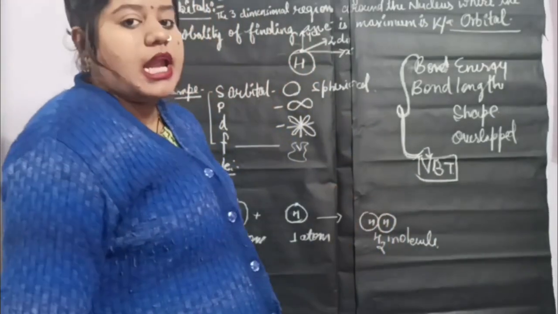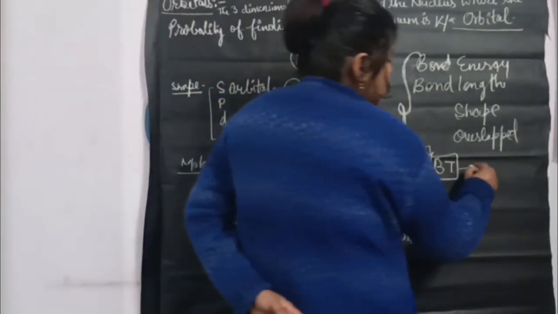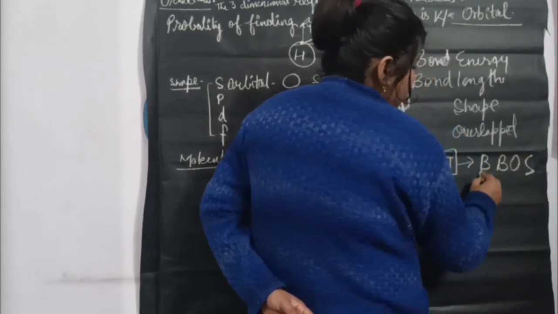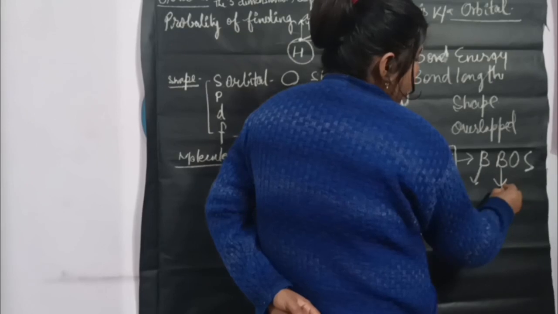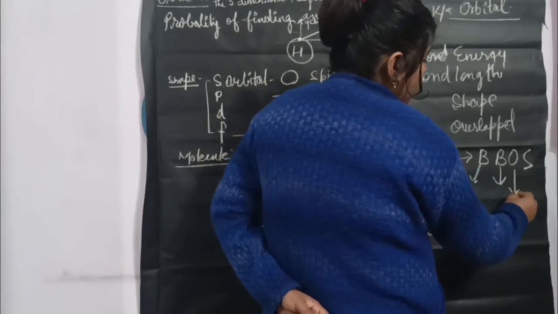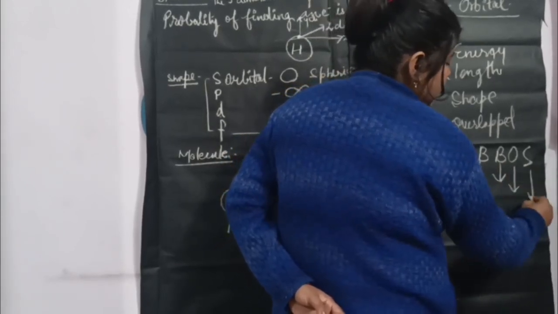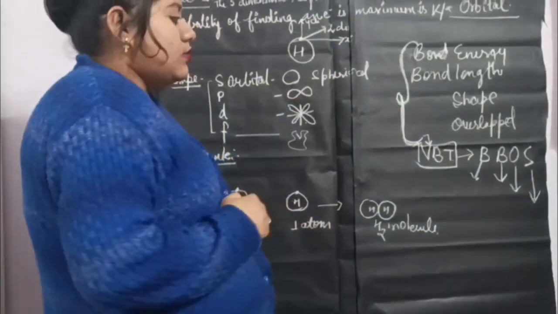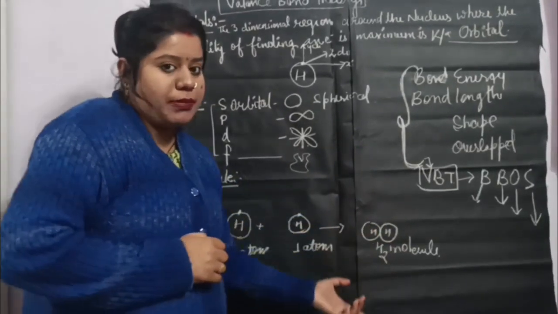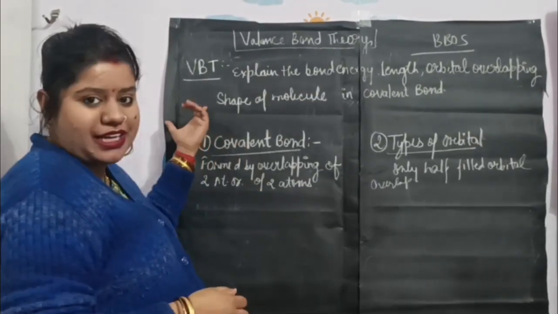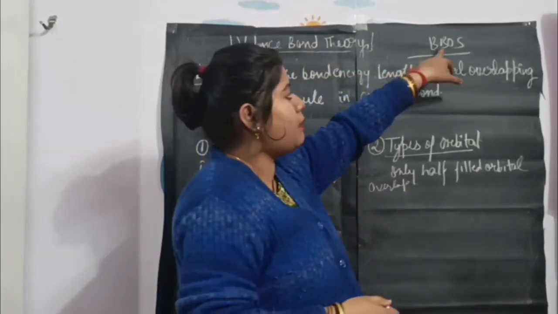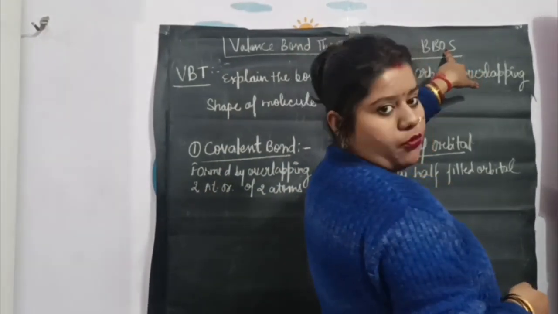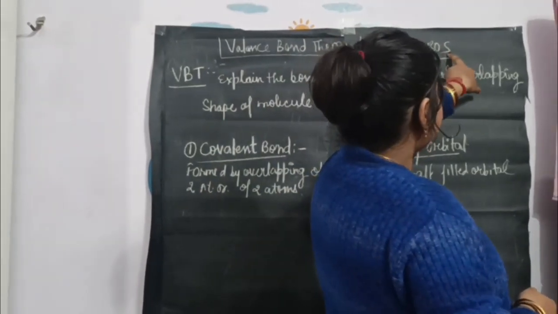Now I have a mnemonic for VBT: Big Boss. B for bond length, B for bond energy, O for overlapping of the orbitals, and S for the shape of the molecule. It is explained in the next section of VBT. So for VBT, we know the Big Boss: B means bond length and bond energy, O for overlapping of orbitals, and S for shape.